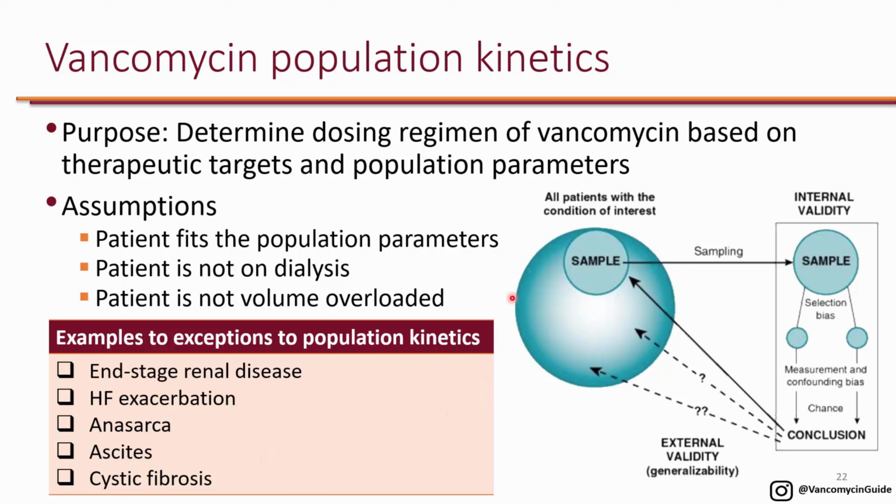So, when it comes to population kinetics, of course we have the population. The problem is these models are basically derived from a sample of the population. So a group of patients are selected in a study, and then in the study they come up with a pharmacokinetic model, and that model of course applies to that sample of patients, but the question is, does it apply to the rest of the population? So we have to be very careful when we use population pharmacokinetics.